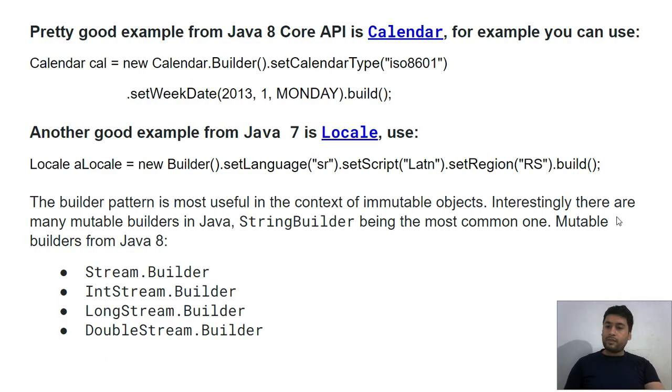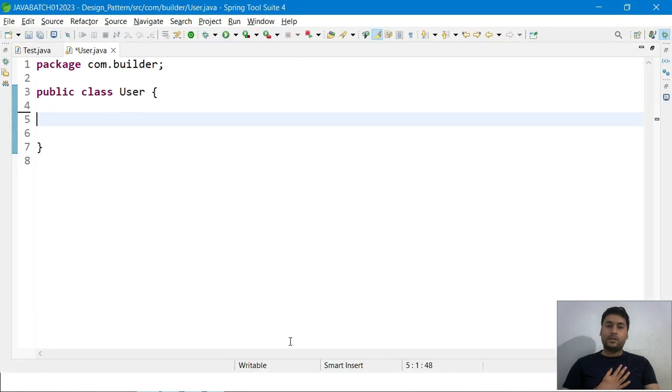Other mutable builders from Java are Stream.Builder, IntStream.Builder, LongStream.Builder, DoubleStream.Builder. Those are Java 8 features, coming in Java 1.8 only, the stream features, IntStream features, all those things. But let me show you some examples of how it works, what the design pattern is, and how we can build our class as a builder design pattern. So let me go here and I will show you the Calendar example.